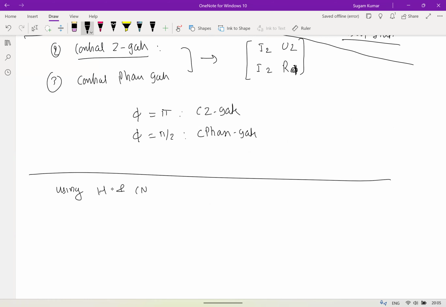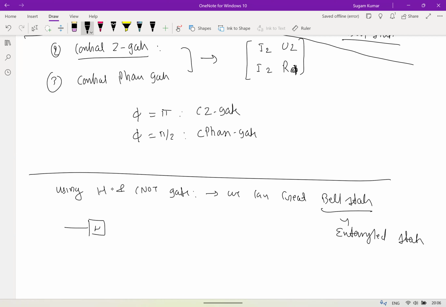So using H and CNOT gate, we can create a Bell state. What is a Bell state? Entangled state, correct? For example, this is the circuit diagram. I apply the H gate first on qubit 0. I take 2 qubits, 0, 0, and then I apply the CNOT gate.